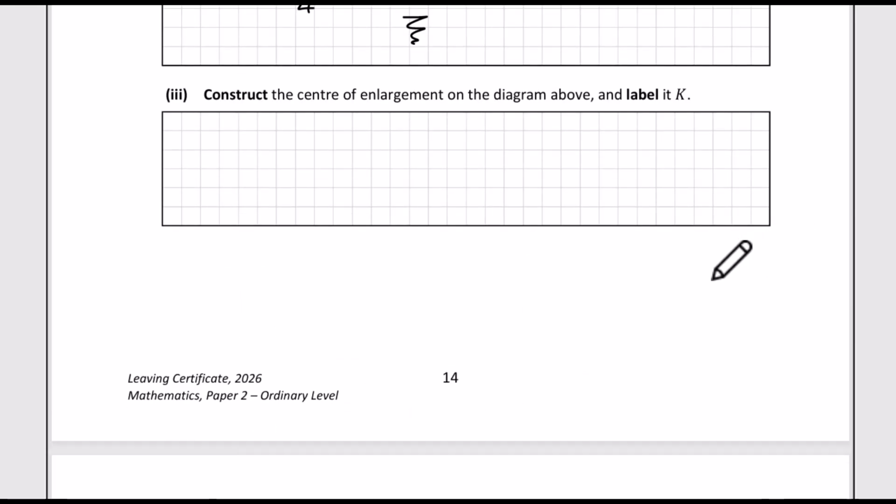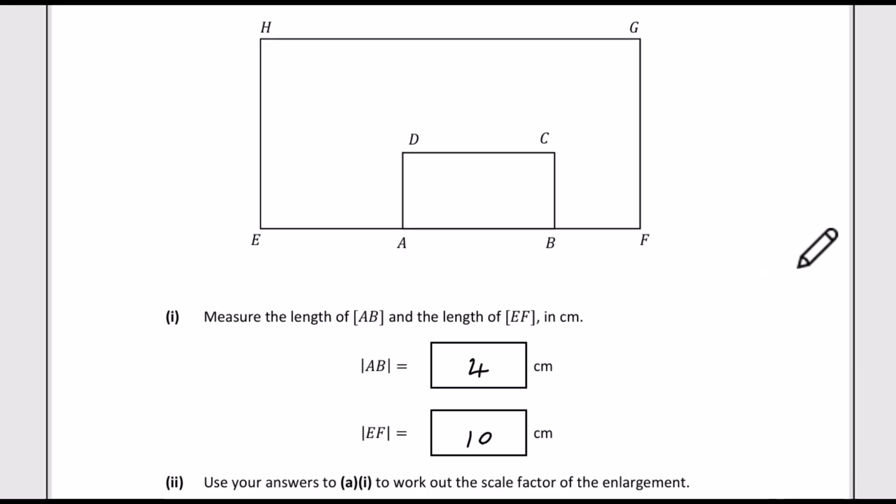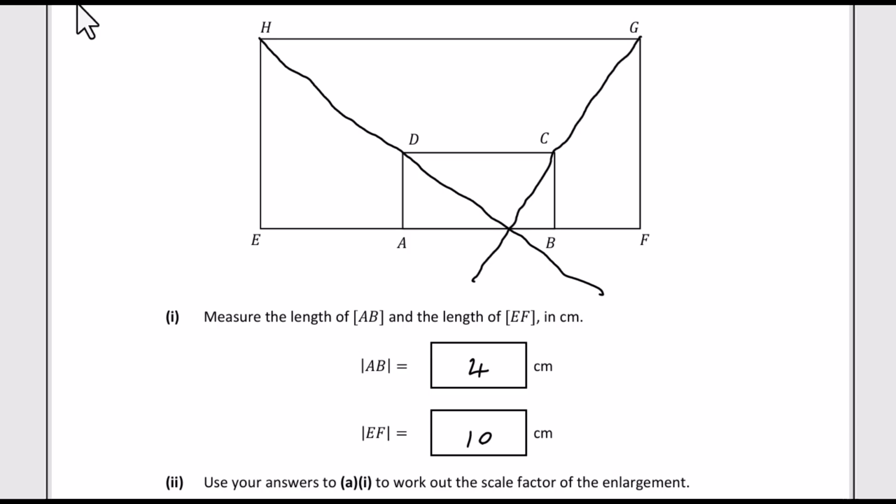Construct the center of enlargement on the diagram above and label it K. Okay, so I can't draw straight lines here, but basically what you do is you take an image point, draw a line down through the object point, continue it on, and you'll end up there somewhere. Do the same to another one. So take G, go down through C, not very straight, but it should intersect here. This is going to be your center of enlargement. Let's call it O. You can also take E, go through A, and that will obviously go through it as well, and take F, go through B, and that will go through it as well. So there's your center of enlargement.